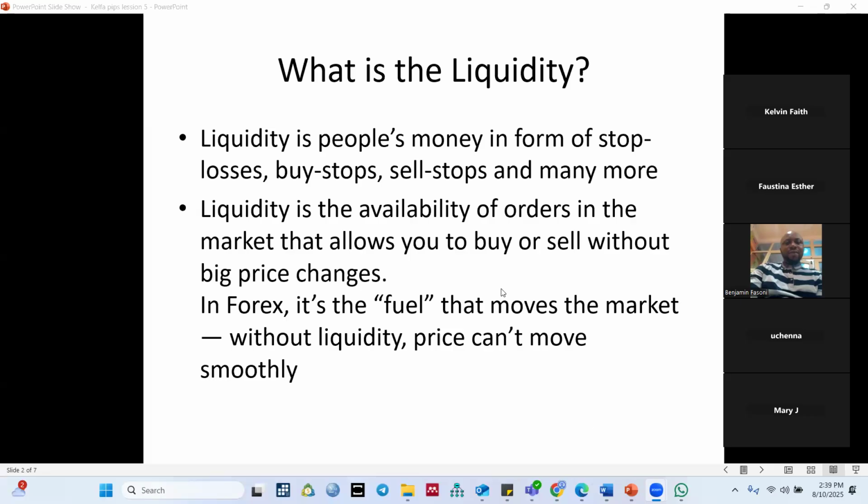Today, we are going to look at liquidity. So, what is liquidity and how can we identify liquidity? Probably you might have been hearing the word liquidity. Like we always say, market, liquidity sweep, all those things that we always hear ourselves talk about. But what is liquidity actually?